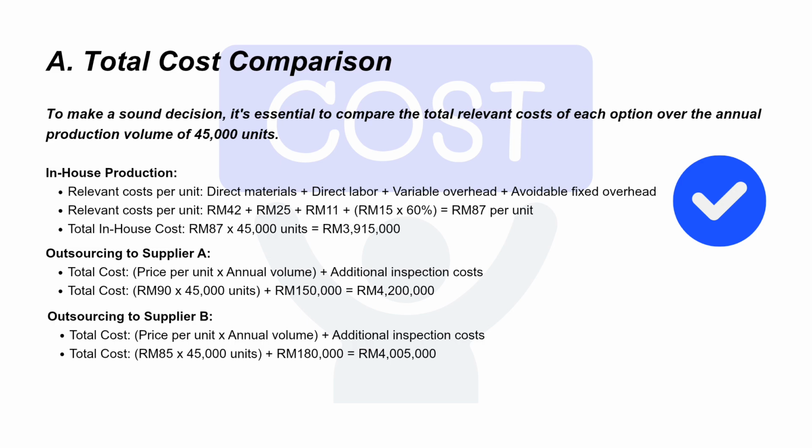The total relevant cost for producing 45,000 units in-house is 3,915,000. For the outsourcing option, we calculate the total cost by adding the purchase price and the annual quality inspection cost. Outsourcing to supplier A would cost 4,200,000. Outsourcing to supplier B would cost 4,005,000.